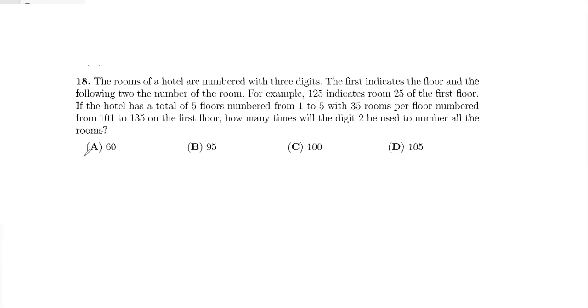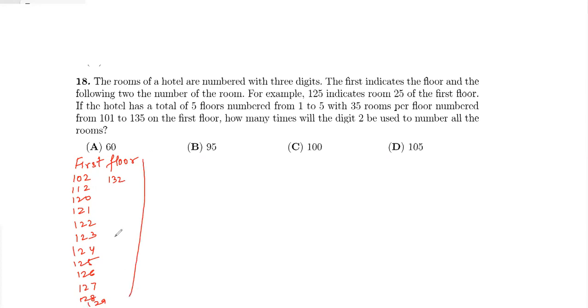number all the rooms? So let's check on the first floor how many times 2 gets repeated. So it will be 102, 112, 120, 121, 122, 123, 124, 125, 126, 127, 128, 129, and 132. So how many times is it getting repeated? 1, 2, 3, 4, 5, 6, 7, 8, 9, 10, 11, 12, 13, 14.